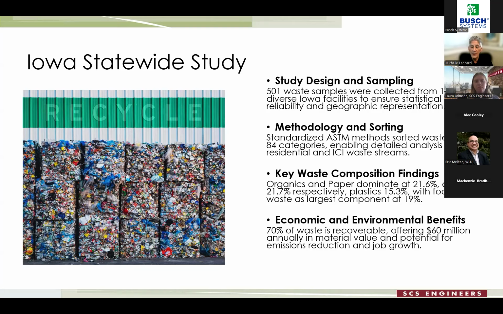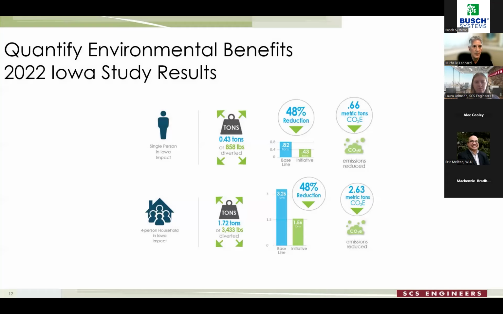Some of the key findings were that organics and paper were really the dominant material categories, each at about 22%, plastics at 15%, and then within the organics fraction, food waste was the largest component at 19%. For this study, we also conducted some economic and environmental benefits analysis, and I'll go into a little bit of detail on those as well.